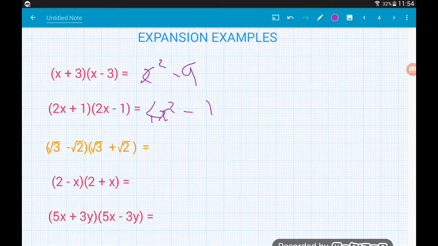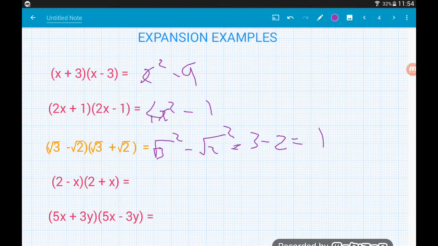Now we can use this for surds, and we do use this for surds. Sometimes when we need to rationalise denominators, we will come across multiplications like this: root 3 minus root 2 times root 3 plus root 2. So if we expand that out, we get root 3 squared minus root 2 squared, which is going to be 3 minus 2, which is going to be 1.